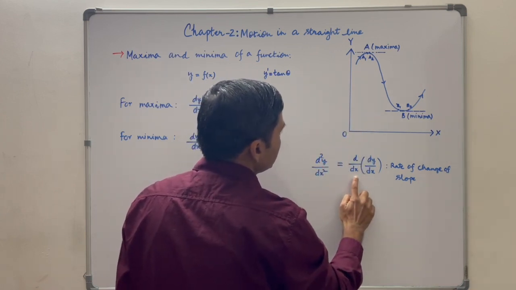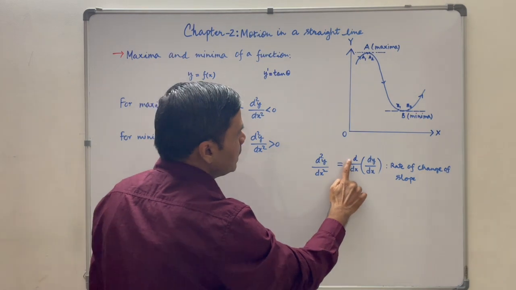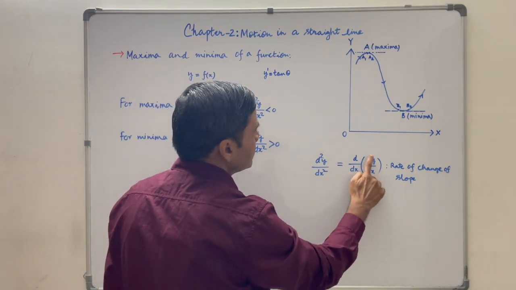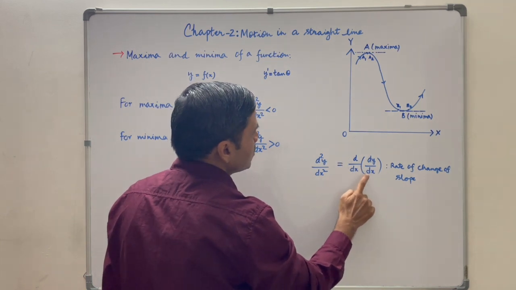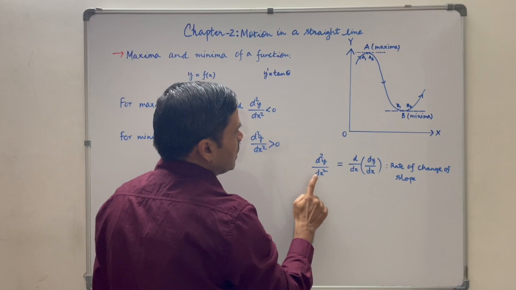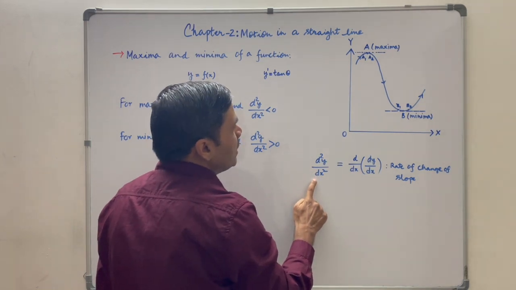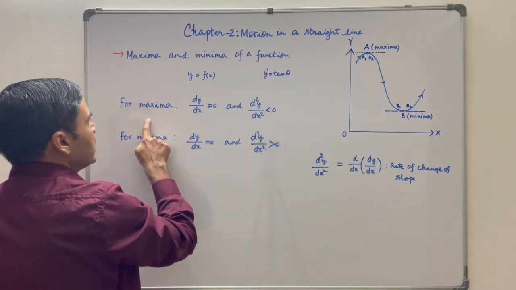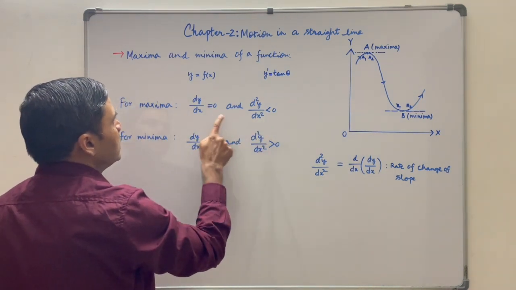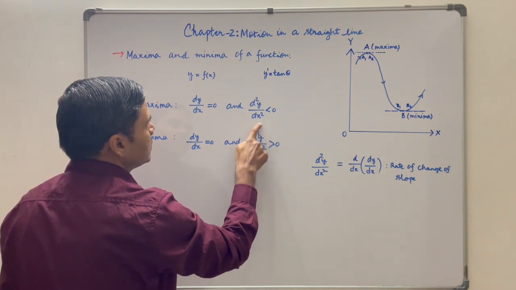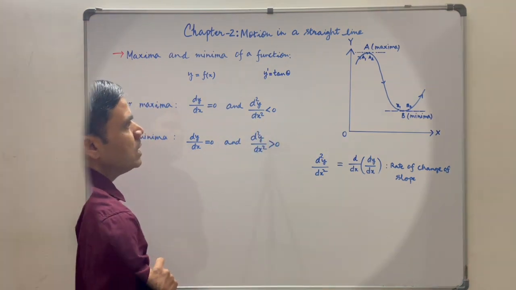The rate of change of slope is given by d by dx of dy by dx, where dy by dx is the slope. So the rate of change of slope, which is the double derivative of y, meaning d square y upon dx square, will be negative in case of maxima. So for maxima, there are two conditions: dy by dx is equal to 0 and d square y upon dx square is less than 0.